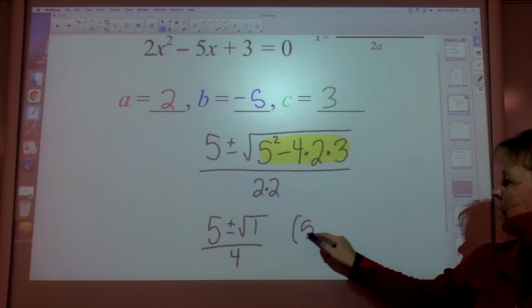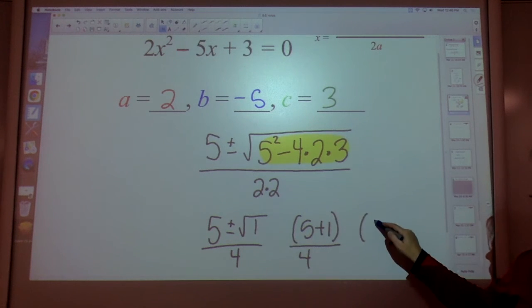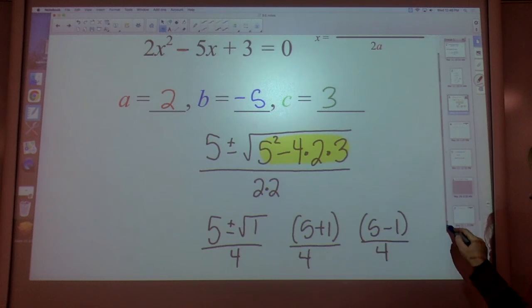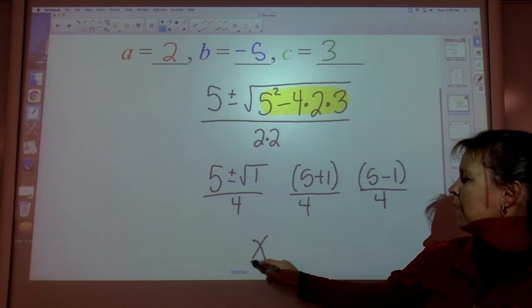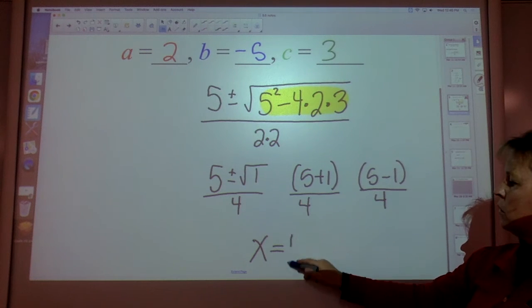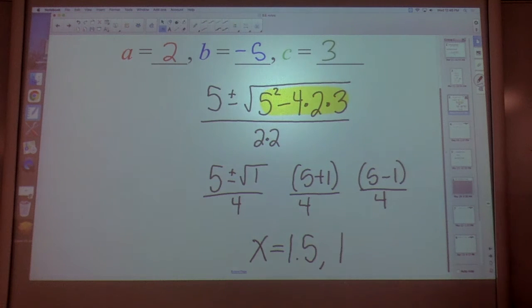So we're going to do 5 plus 1 in parentheses divided by 4, and 5 minus 1 in parentheses divided by 4. Calculate them both out. Don't forget to put x equals. And when you do this one, you should get 1.5. And when you do this one, you should get 1. Type it in with parentheses. And there's your two answers.